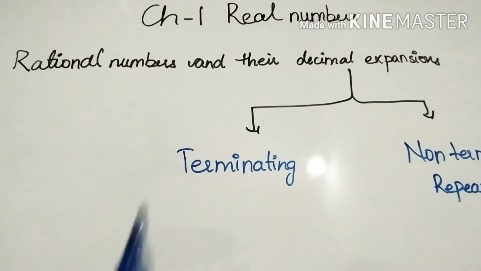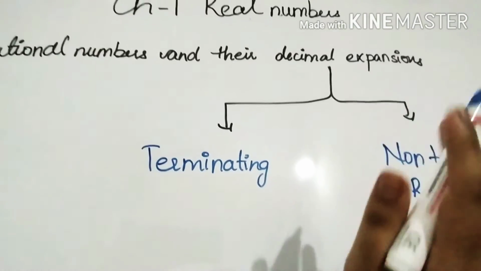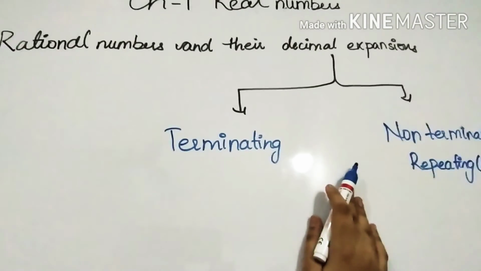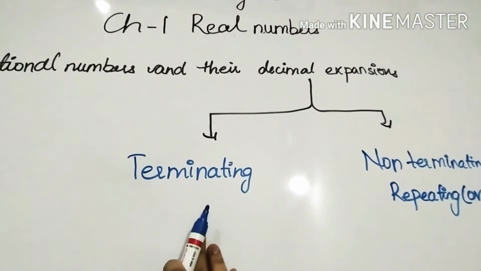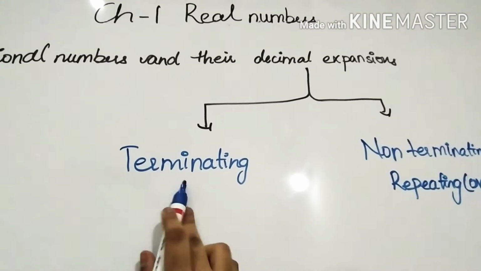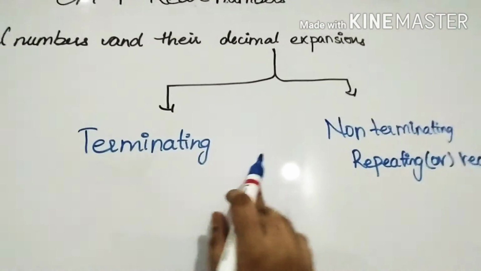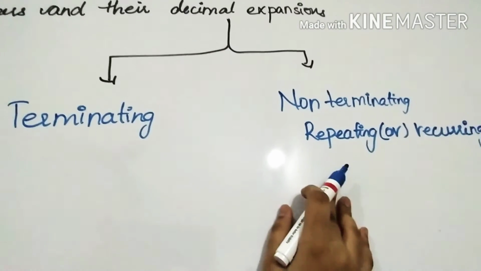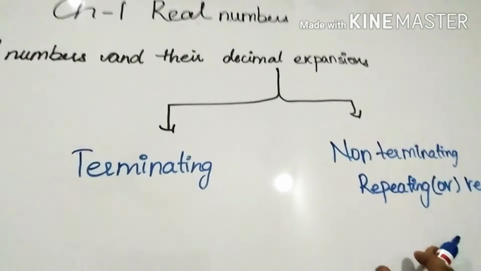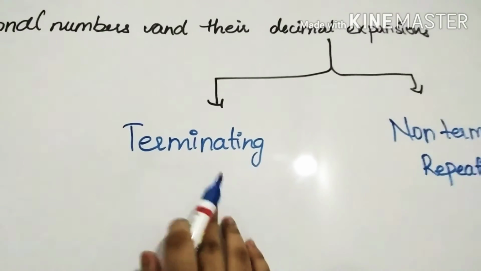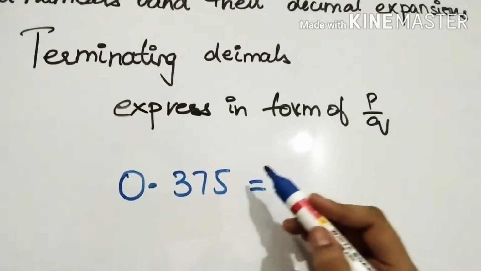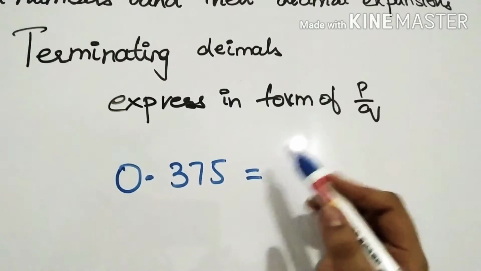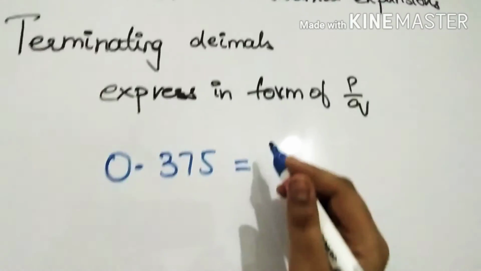Next topic is rational numbers and their decimal expansions. As you have studied in 9th class, there are two types of decimal expansions, that is terminating, which will not repeat, and non-terminating, or repeating or recurring. So first up, let us look at terminating decimals. Now let us express them in the form of p by q.